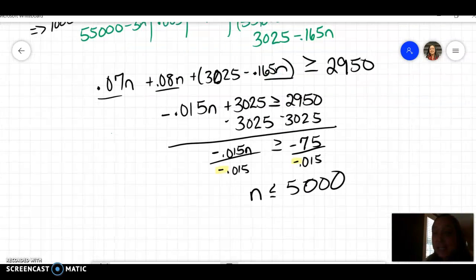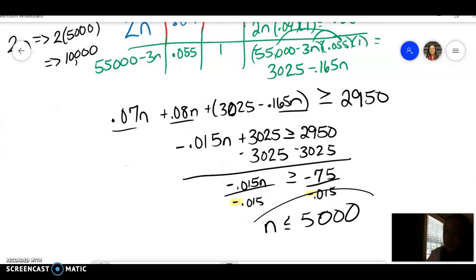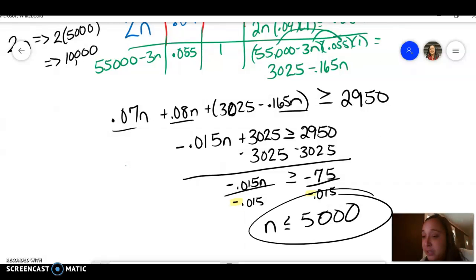So if my n is 5,000, then 2n is not equal to 2 times 500. It is going to be equal to 2 times 5,000. And it's okay to make mistakes. We're all human. Which means that 2 times 5,000 is going to give me 10,000. So what you have to do with these types of problems, many times what students would do is they would get this value here and put that in as their answer. That's not your final answer.